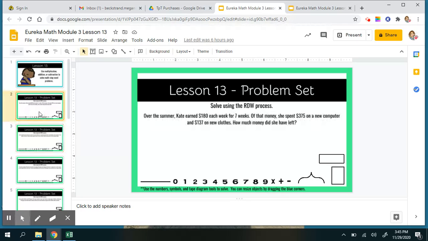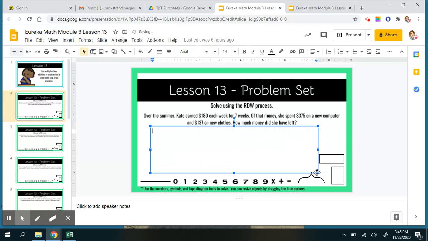So over the summer, Kate earned $180 each week for 7 weeks. Of that money, she spent $375 on a new computer and $137 on new clothes. How much money did she have left? So we're going to have to do a few things to get this one. And I really just like typing everything in. But if you prefer to click and drag, you can click and drag.